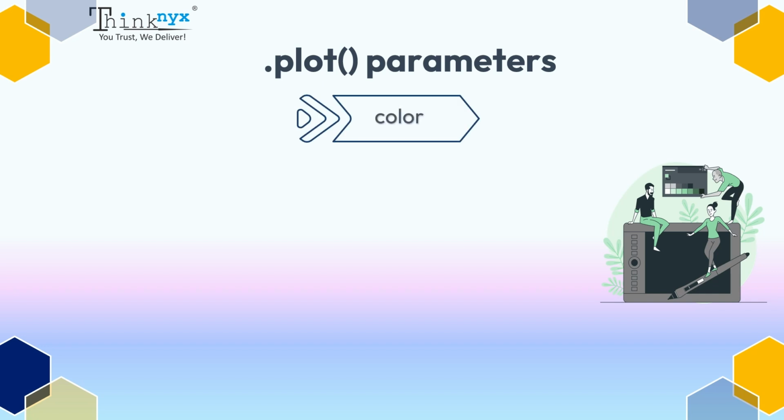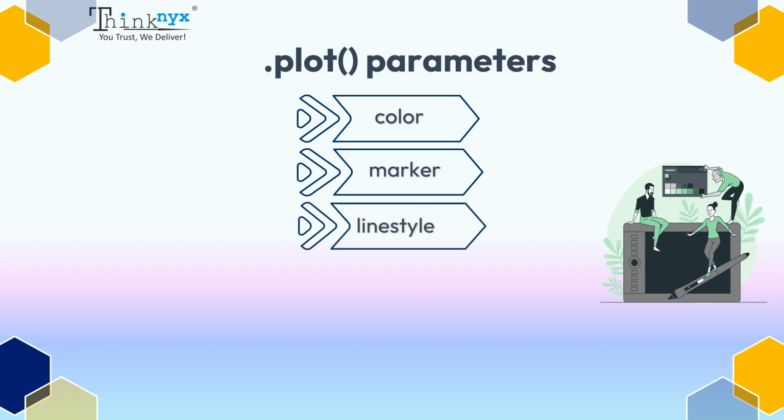Using the color parameter in the plot function is to choose the color of plot elements. The marker parameter in the plot function styles your points in scatter plots and line plots, while labels help define data series in legends. For line customization in the plot method, line style lets you choose between solid, dashed, or dotted lines, while line width controls the thickness of those lines.